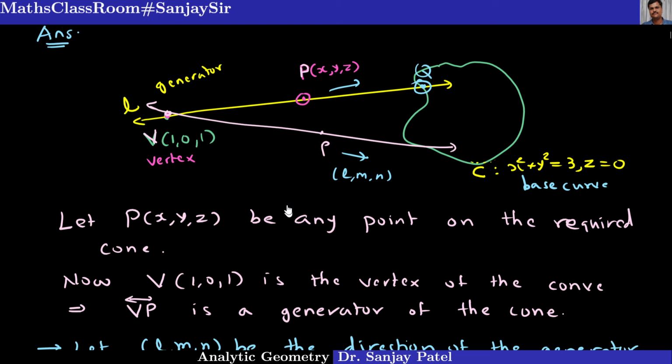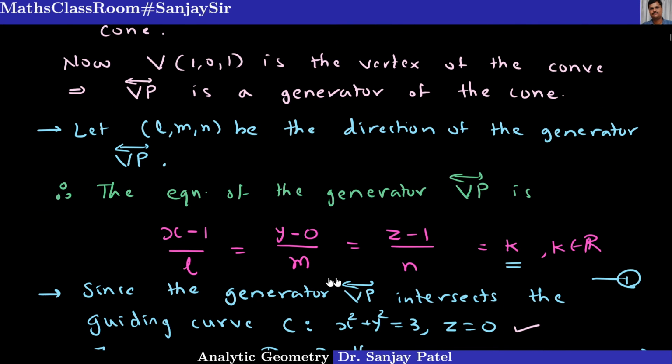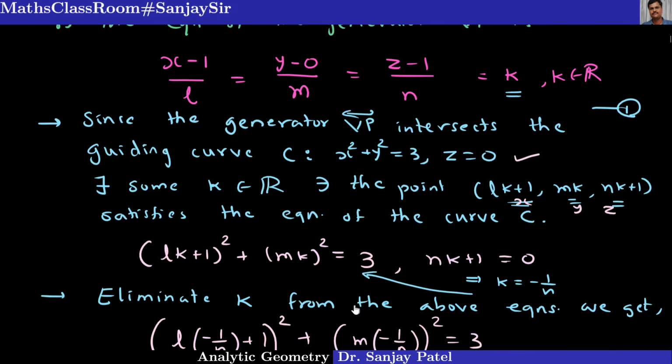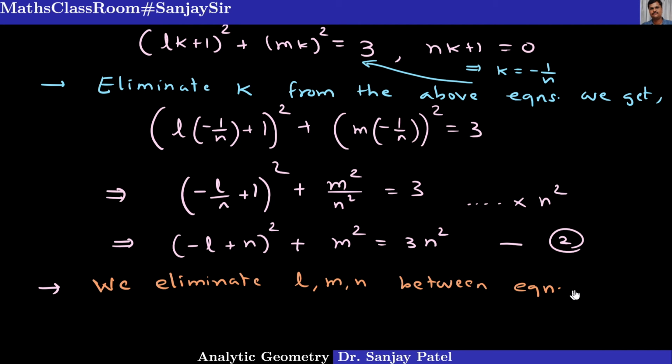So if I want an equation of a cone in terms of the variables x, y, z, what I should do is eliminate L, M, N between the equation of the line, that is the generator line, equation number 1, and equation 2. So the next step, you must remember, is we eliminate L, M, N between equation 1 and equation 2.